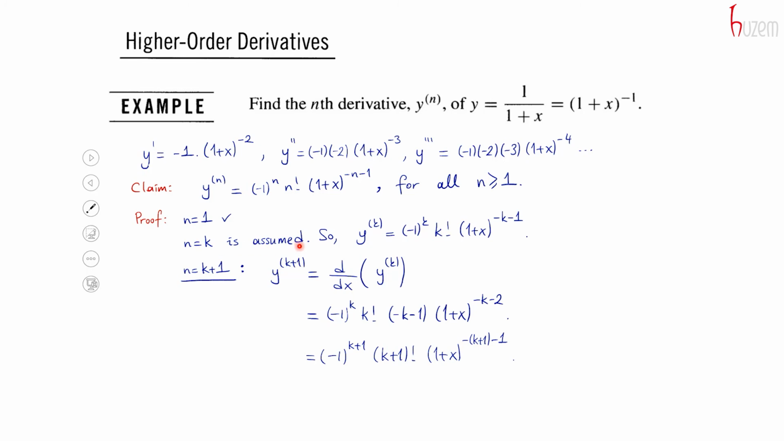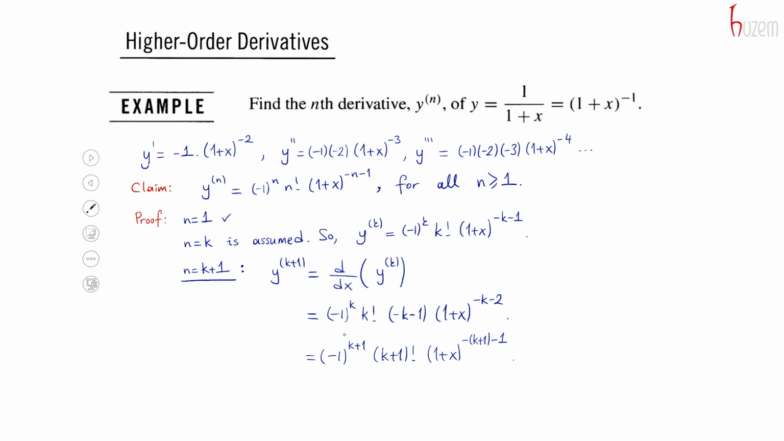Now assume that the formula is true for n equals k, so that we have this formula. Now we compute k plus first derivative by taking derivative of this one. We are assuming that this formula is true. I can take derivative of both sides. Derivative of this is this one, and derivative of this part is minus 1 to the power k times k factorial. This part is constant. It is written here. And derivative of this part is minus k minus 1 times 1 plus x to the power minus 1 minus k minus 1 minus 1, which is minus k minus 2.